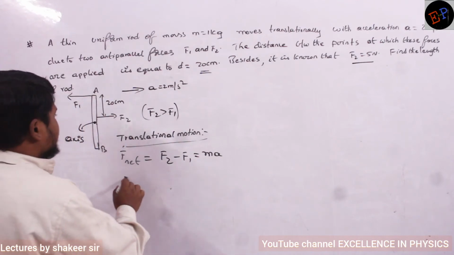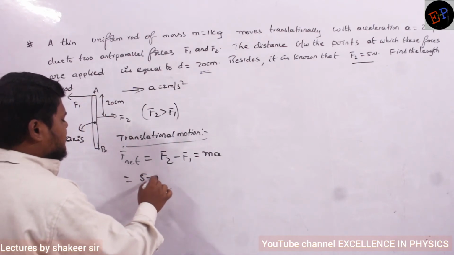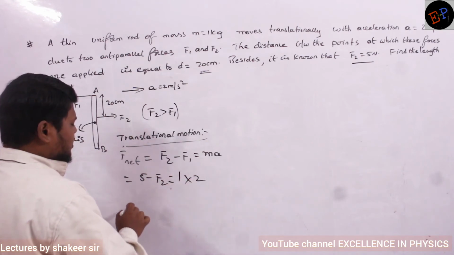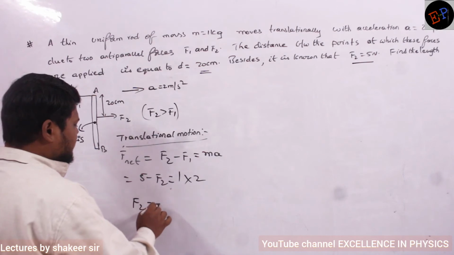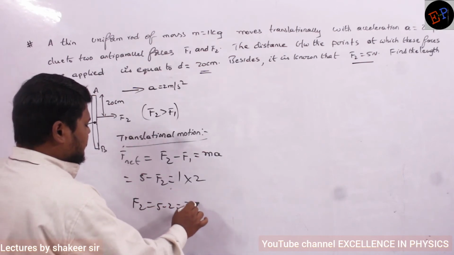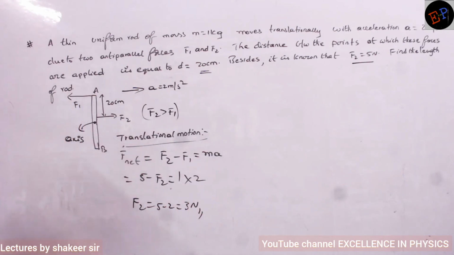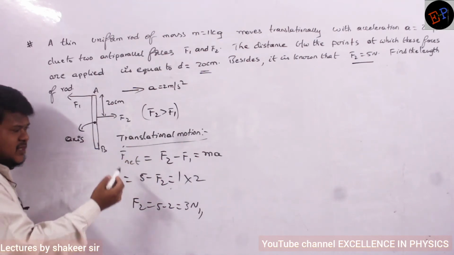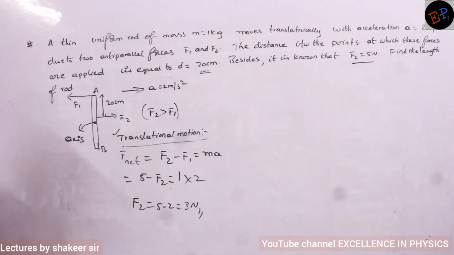Clear? So F2 is how much? 5 Newton. F1 is how much? I don't know. Mass of the rod is how much? 1 kg. Acceleration is 2. So therefore, F1 value is 5 minus 2, which is equal to 3 Newton. So one force I have calculated by using which equation? Equation of translational motion.